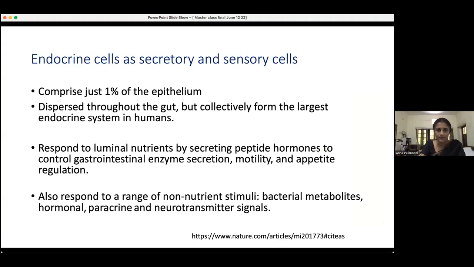They comprise only 1% of the epithelium and are dispersed throughout the gut, but collectively they form the largest endocrine system in humans. And they respond to luminal nutrients, but they also respond to a range of bacterial metabolites, hormones, and neurotransmitter signals. And they influence gastrointestinal enzyme secretion, motility, appetite, and so on.